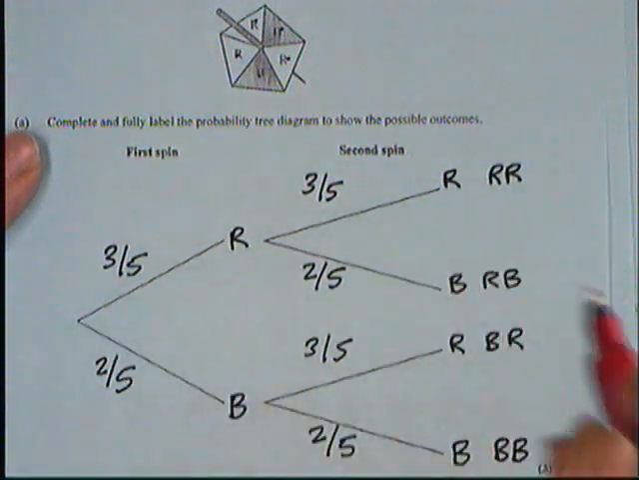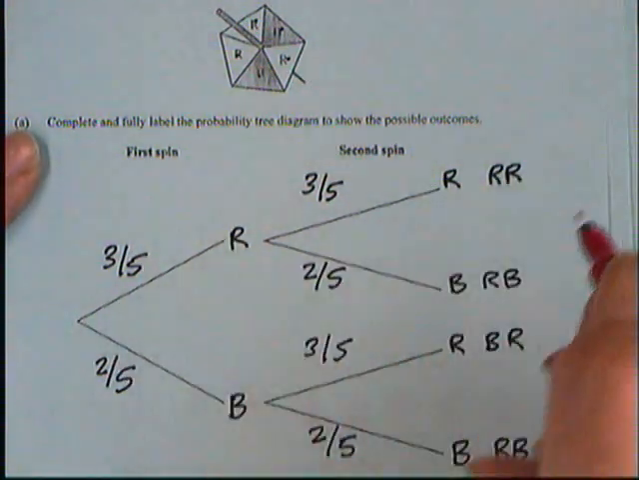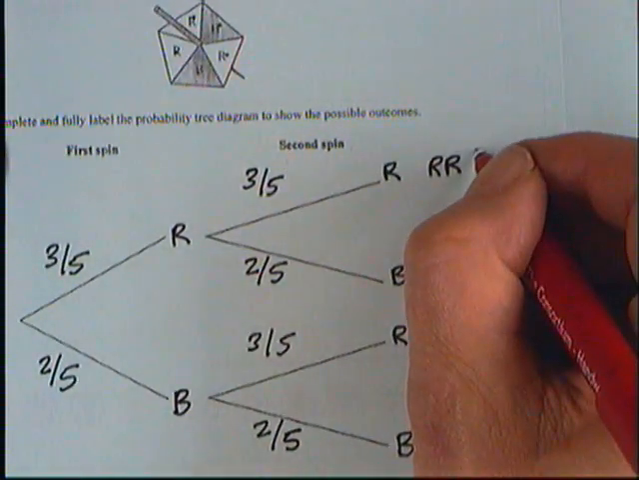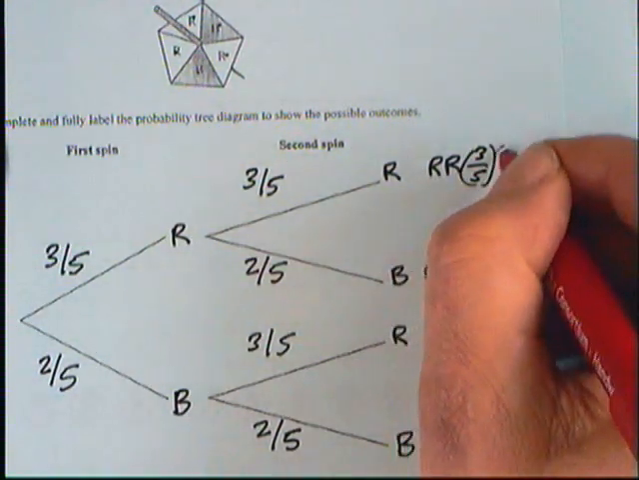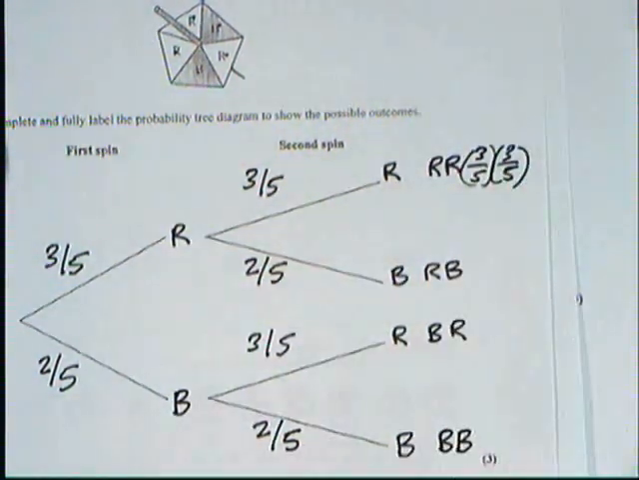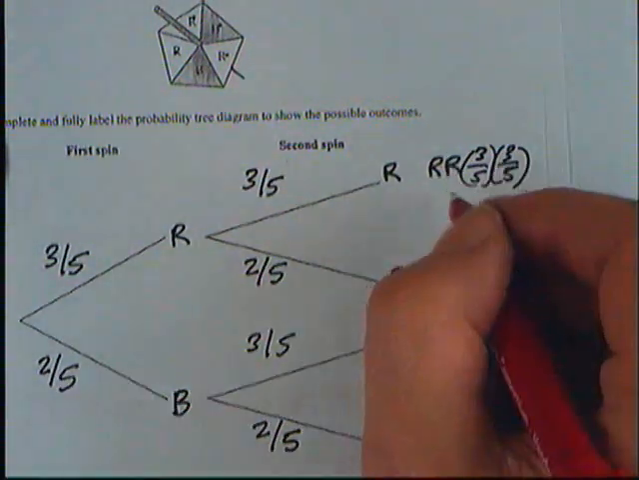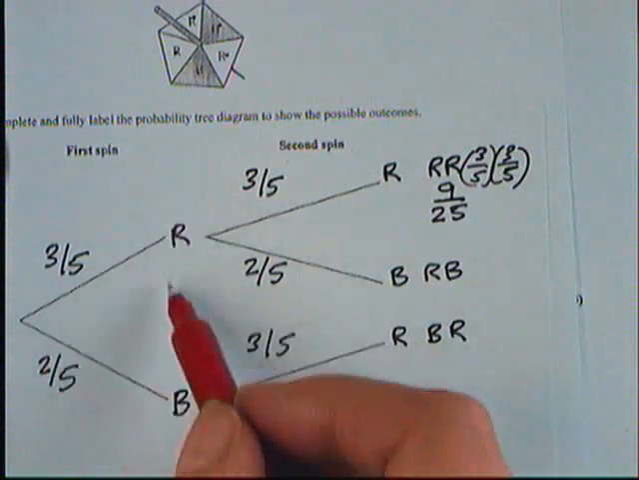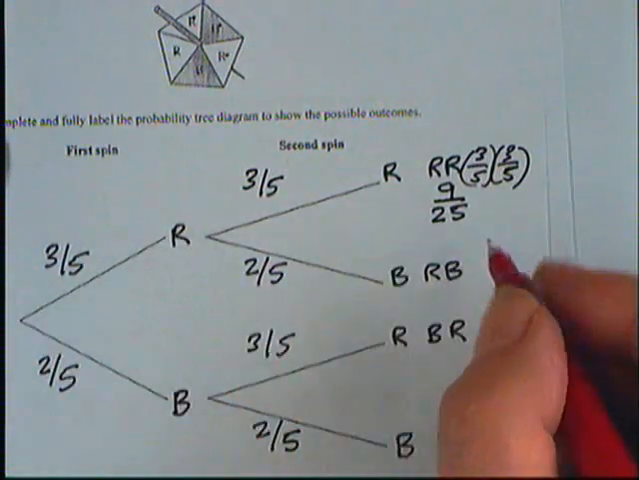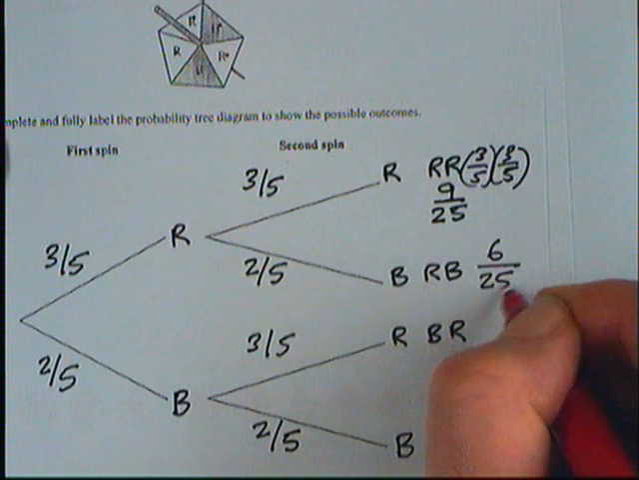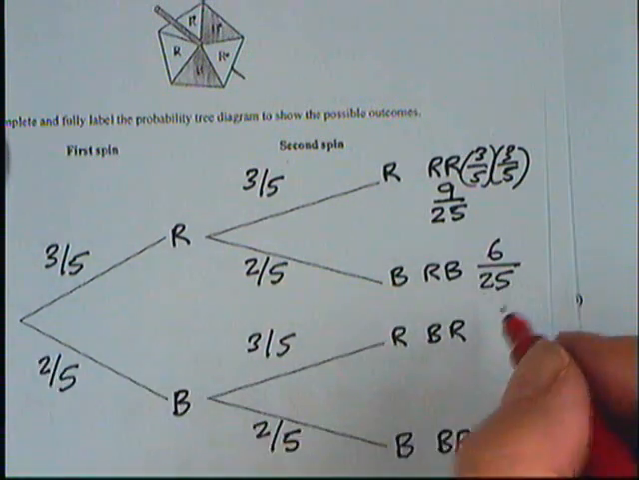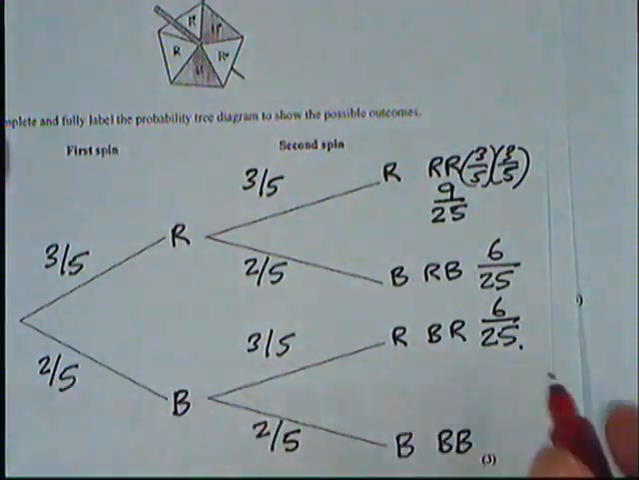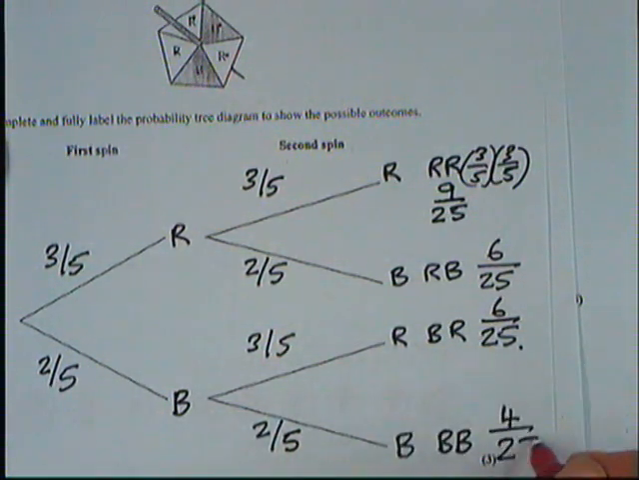So the probability of getting 2 reds is 3/5 times 3/5, and I'll just do it here, I think there's just enough room. And that will give us 9/25. Here, 3/5 times 2/5, well 3 times 2 is 6, over 25. Here, 2 times 3 is 6, so that's also over 25, and 2 times 2 is 4, over 25.